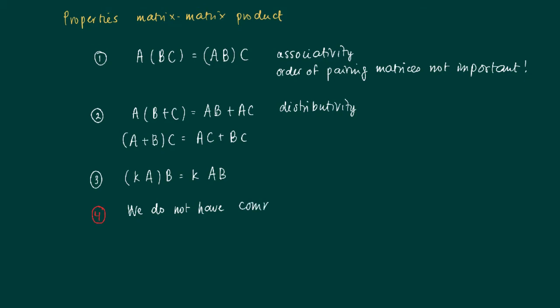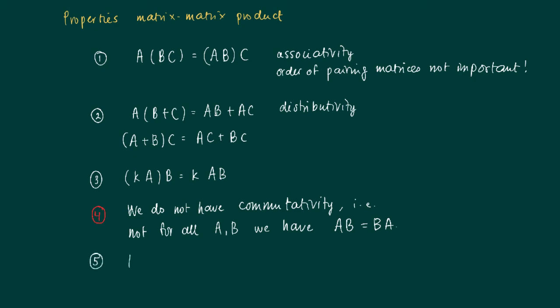But there are differences. An important difference is that we do not have commutativity. So where we had for real numbers, for instance, a property like 2 times 3 equals 3 times 2, we cannot do the same thing here anymore. So something that is very important, which should be noted carefully, is that in general we do not have A times B equals B times A. Not even if both products are well defined.